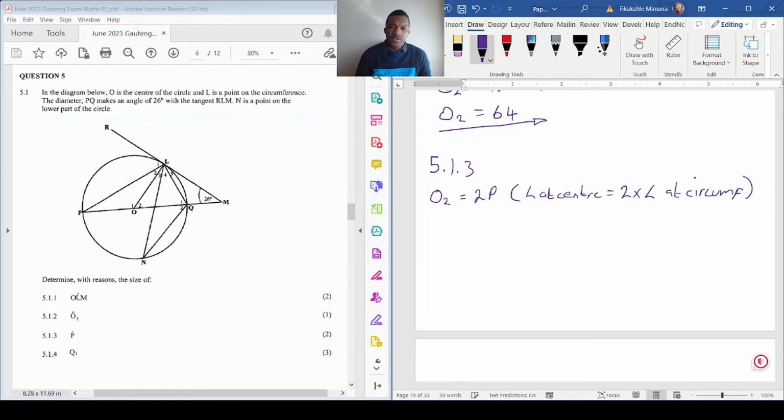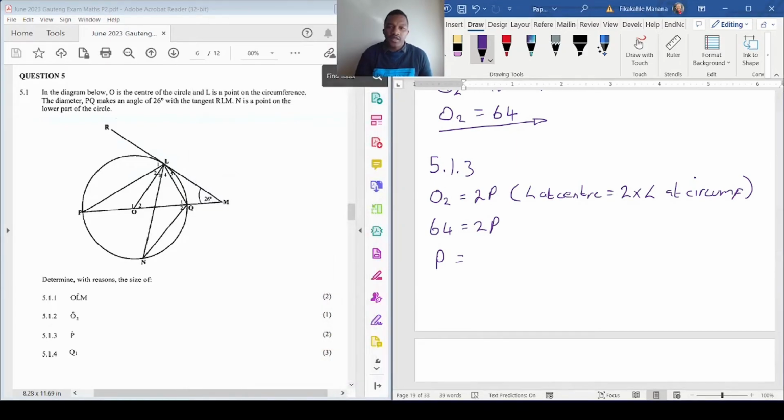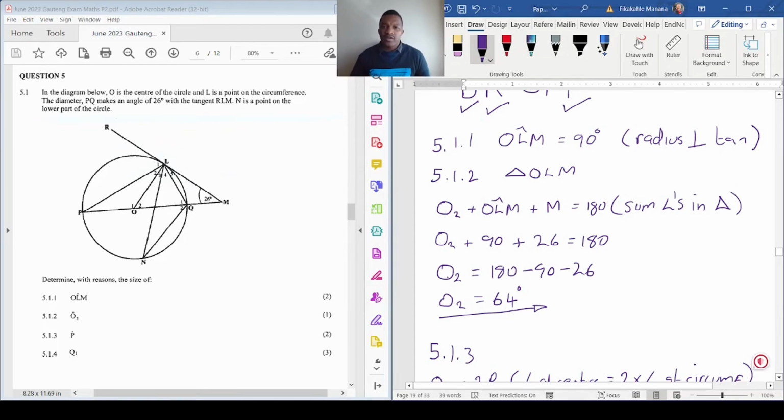Okay, that's it. So now I can go ahead. My O2, I solved it to be 64, is equal to 2P. Dividing both sides by 2, therefore P is equal to, let's get a calculator, 64 divided by 2, 32. Thank you, calculator. 32. Okay, right. It's important to put degrees. Let's just put degrees and be consistent, please. Okay, I already put them there.